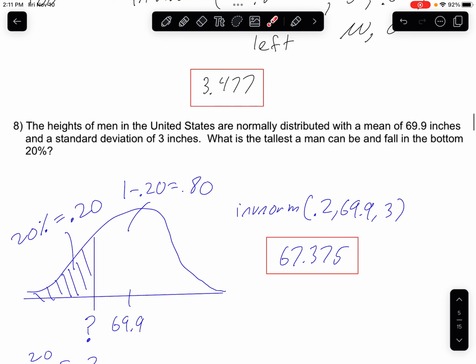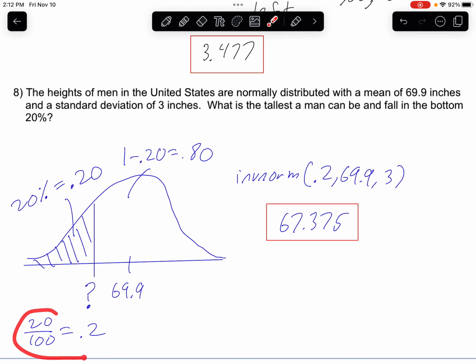Since our shaded region is less than half of the normal distribution, and it's supposed to cover the bottom portion, that means our cutoff location has to be somewhere to the left of the average, right? Because again, this is the 50% marker right here. So from the left-hand side, if your shaded region is less than 20%, that means it has to get cut off somewhere here, which makes the unshaded region equal to 80% or 0.80 once you convert these into decimals. 20 divided by 100 is equal to 0.2. It's the same as 0.20.